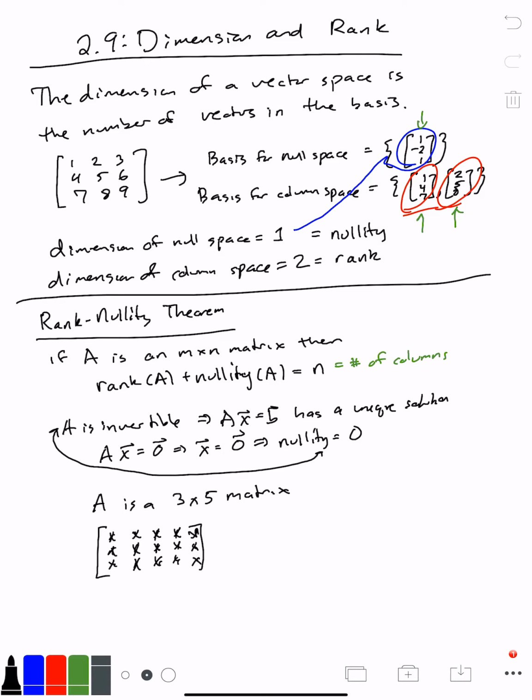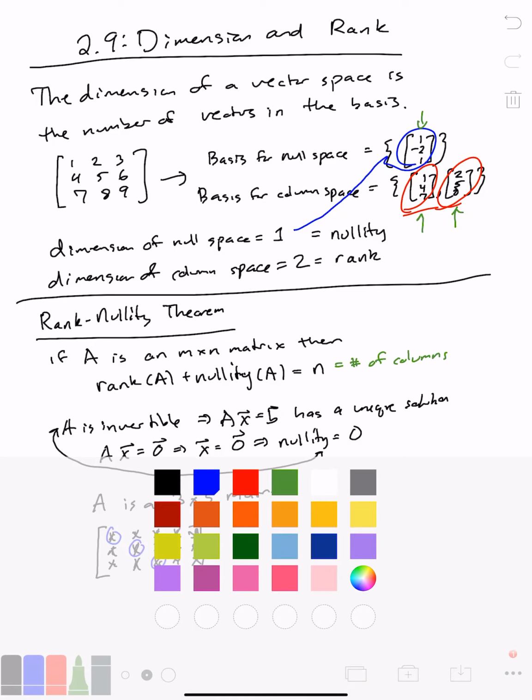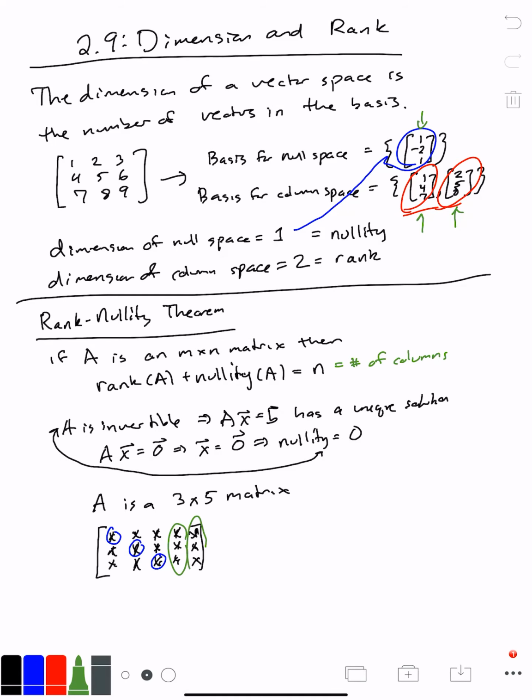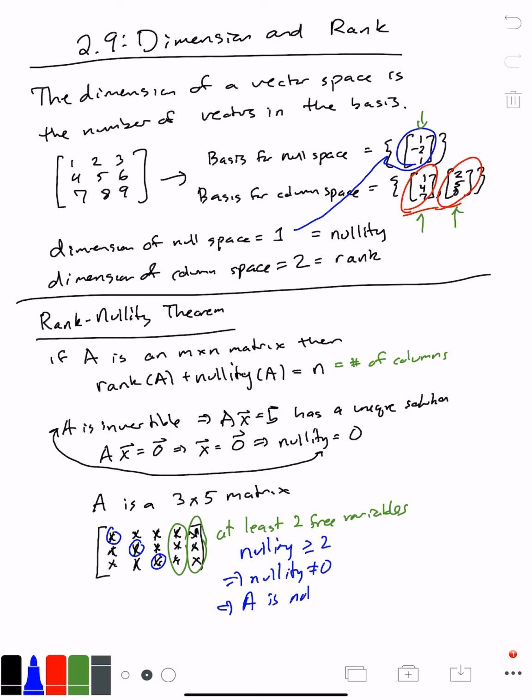Well, if that's the case, the most pivots you could possibly have are 3. That's the most ever possible here. But that means you're guaranteed to have at least 2 free variables. And if you have 2 free variables or any free variables, that means your nullity is at least 2, which means your nullity is not 0, and that means your A is not invertible.